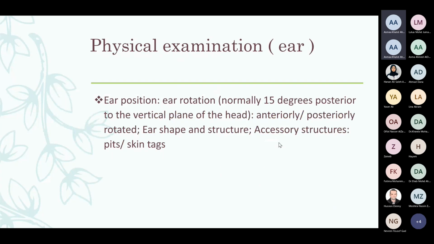Now, ear position. The normal ear position is usually 15 degrees posterior to the vertical plane of the head. Vertical plane, and it's 15 degrees. You have to check whether the head is anteriorly or posteriorly rotated, the whole ear shape and structure, and if there's an accessory structure, whether bits or skin tag.